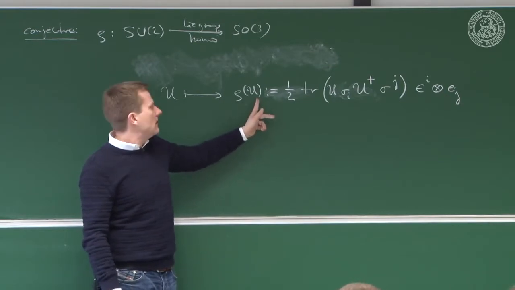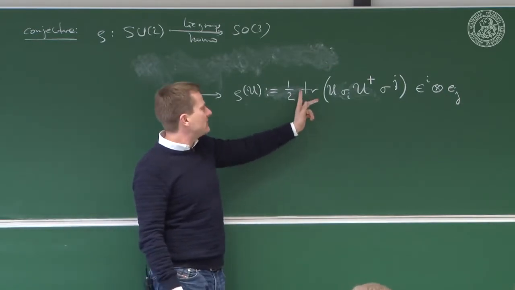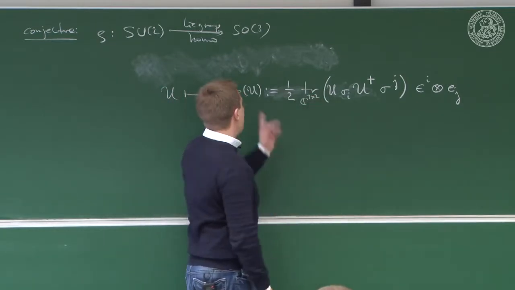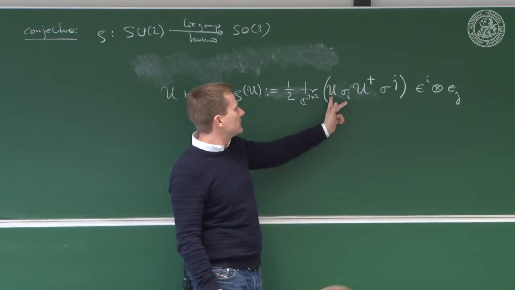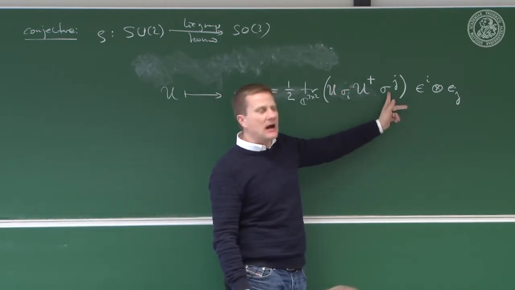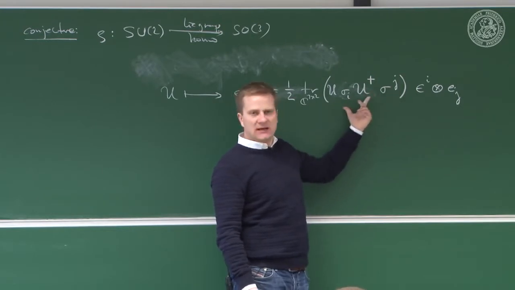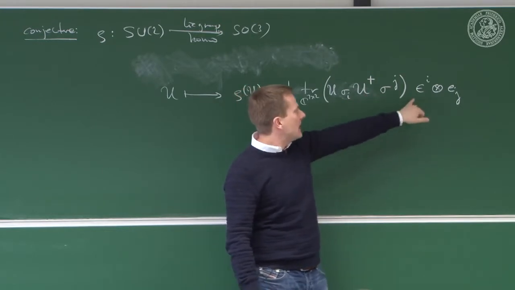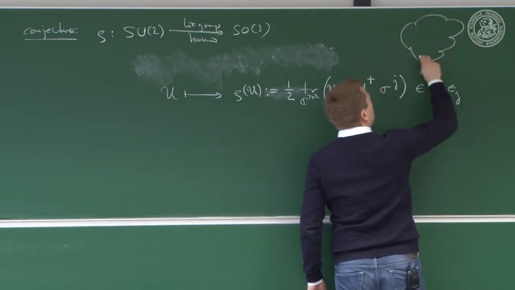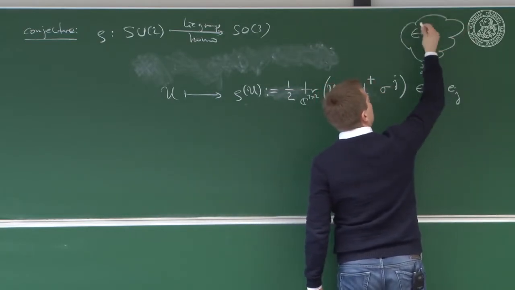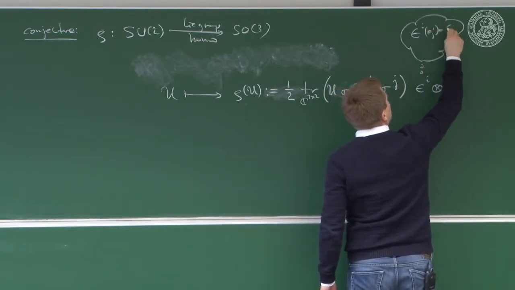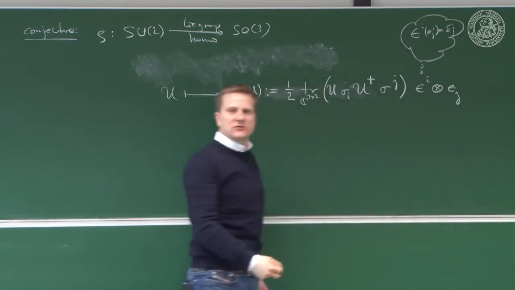Rho of U is defined by 1/2 the trace. This is the trace over the complex 2x2 matrices. I employ this U matrix, then I take the sigma I, the U dagger, and the sigma up J. Then I have IJ running from 1 to 3. And epsilon I is the dual basis to the E I that I defined. So epsilon I acting on EJ is delta IJ. It's the dual basis of the dual space.